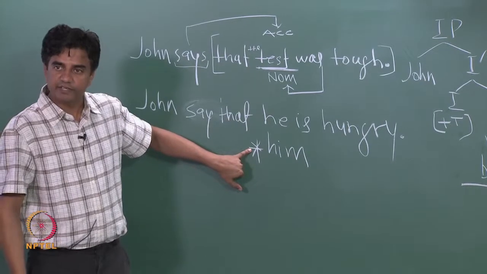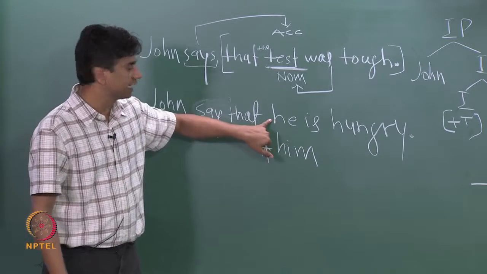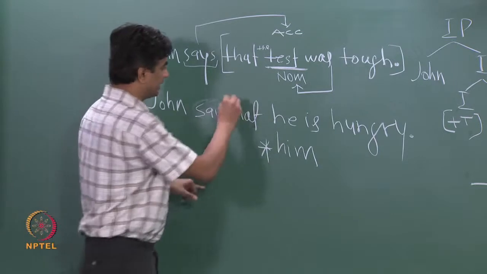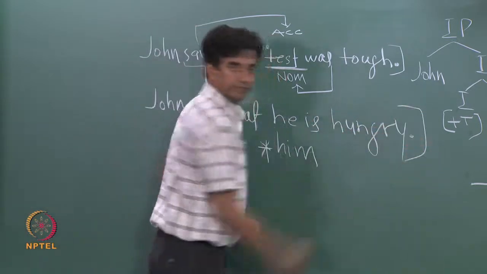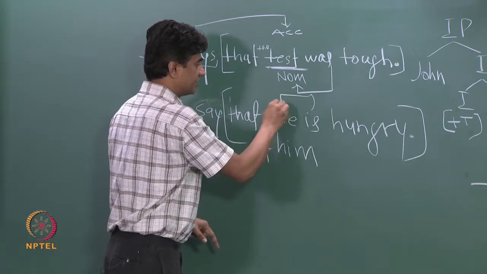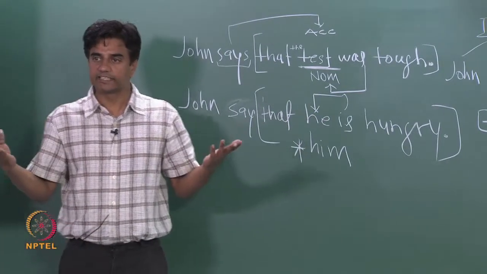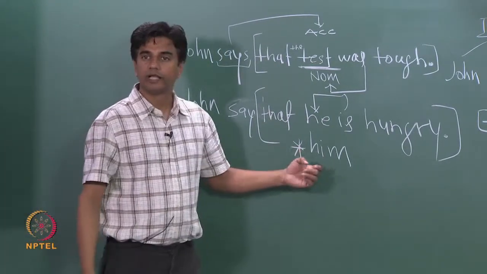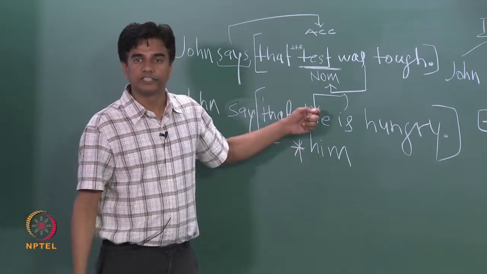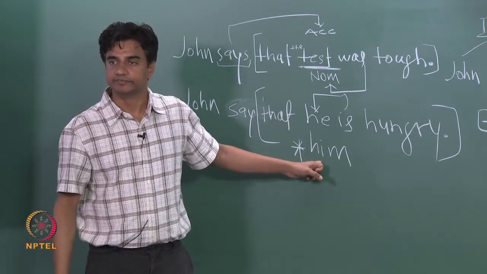This is an accusative case mark, a morphologically accusative case marked pronominal NP, and this cannot occur here in this sentence because it is a finite clause, and the finiteness of this clause assigns nominative case to the NP. The sentence is fully satisfied. It will not allow an NP which has any case other than nominative to occur in this position. And if you try to put this, then the sentence results in ungrammaticality.